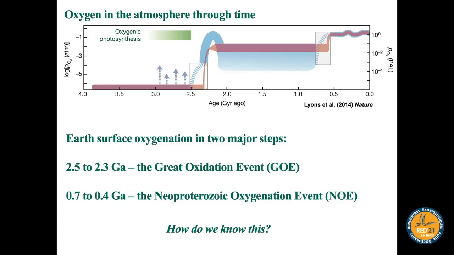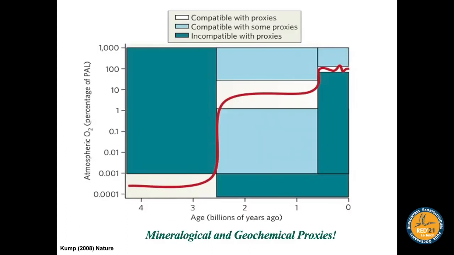We're going to spend the rest of this course really examining this curve and trying to understand in better detail how this oxygen accumulated in Earth's atmosphere. We know this primarily by mineralogical and geochemical proxies. These are things that we can measure, chemical compositions, isotope compositions, or the presence or absence of minerals that speaks to the presence of oxygen in the environment and in the atmosphere.